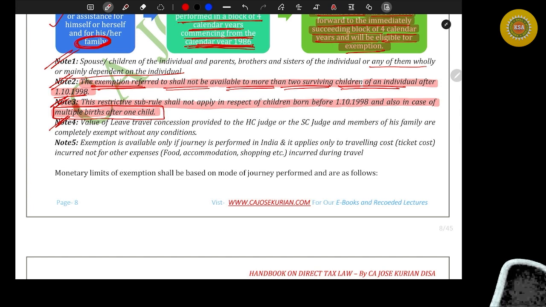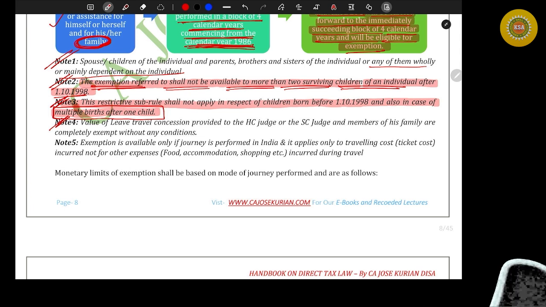What is not number 5? Exemption is available only if the journey is performed in India. If you performed a foreign trip, no exemption. You first finish India, then go overseas. The exemption also applies only to the traveling cost. In a trip, you will have food, then shopping, and other costs may come. All other costs you will not get any exemption. Only for the traveling costs you can claim an exemption.